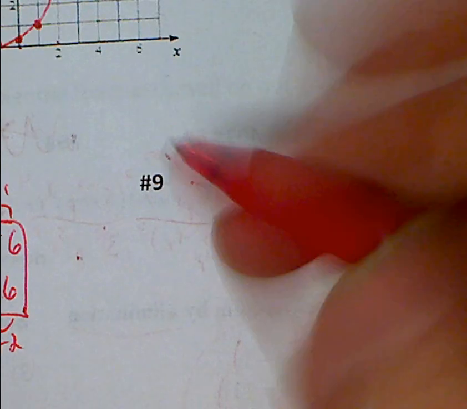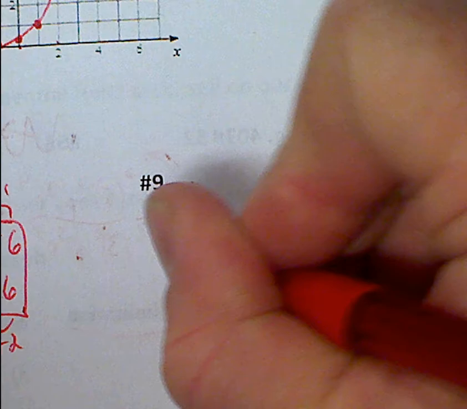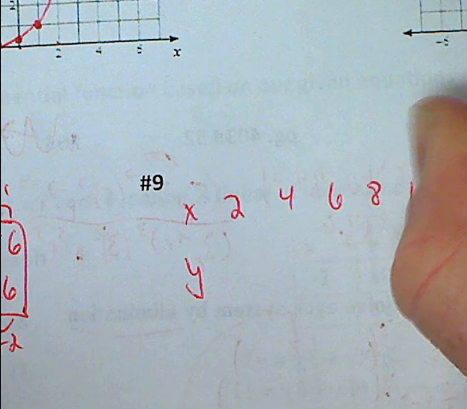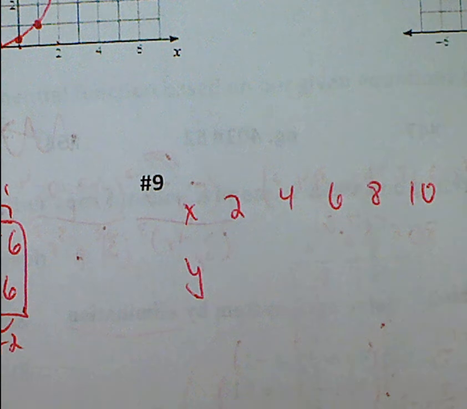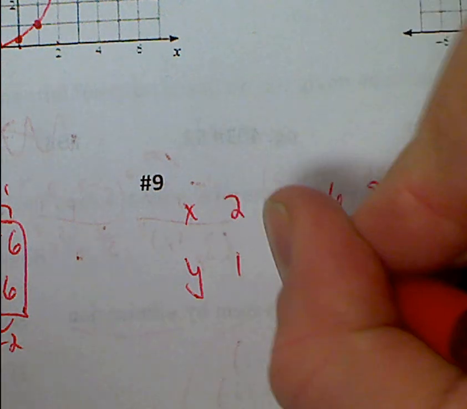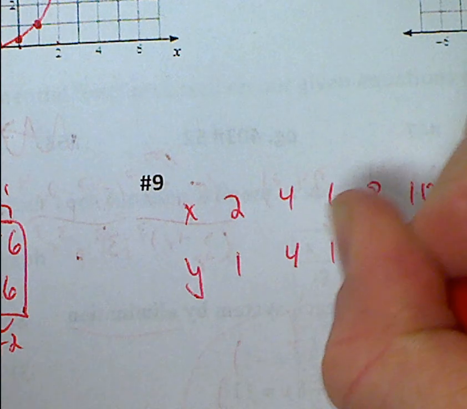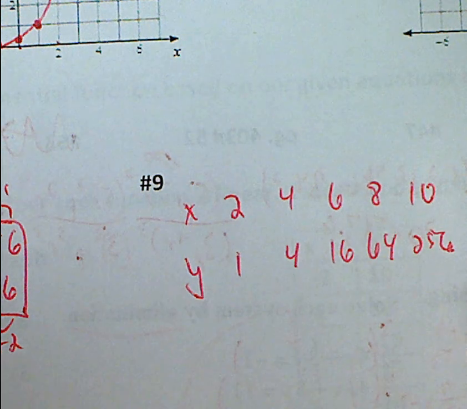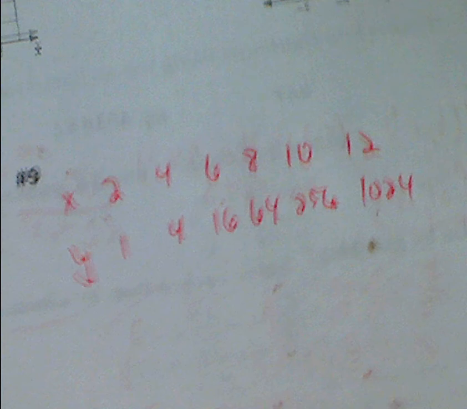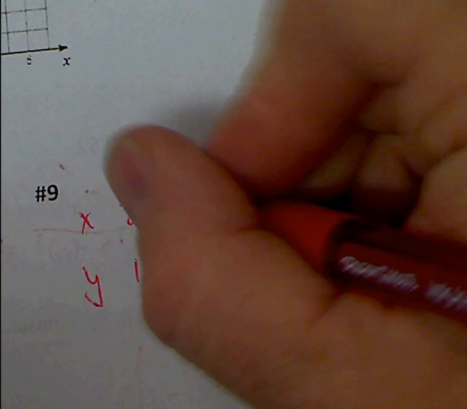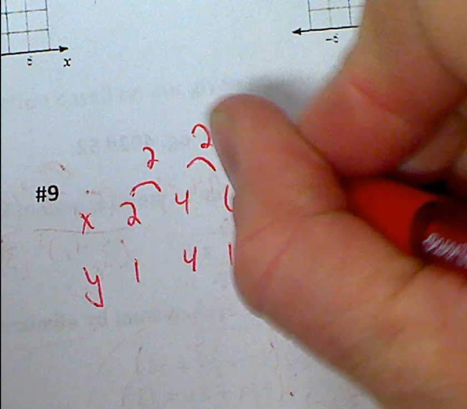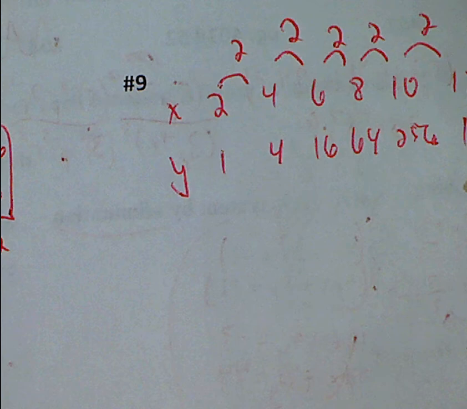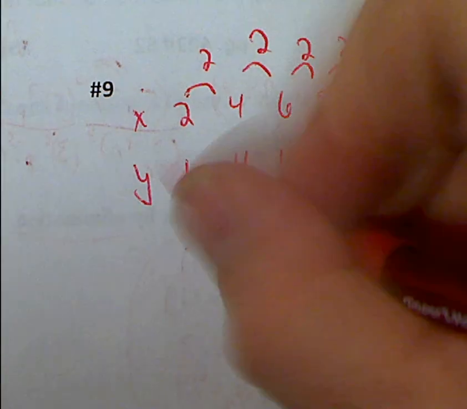What about number 9? Let's see number 9. They give us 2, 4, 6, 8, 10, 12. Then they give us 1, 4, 16, 64, 256, 1024. So let's check. My difference is 2, 2, 2, 2, 2. And then what they did is, this looks like it's times 4.